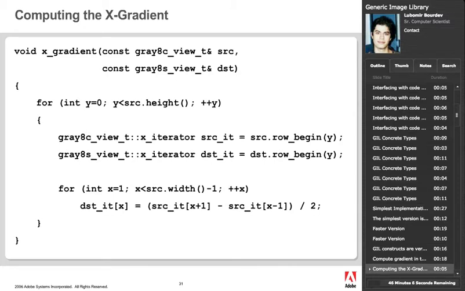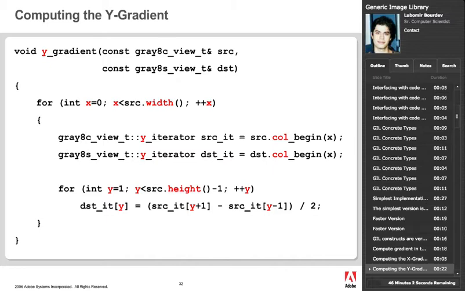Here is again the code to compute the horizontal gradient, and here is the code to compute the vertical gradient. All we needed to do is change x with y, width with height, and row with column. The point of this slide is that GIL is useful for you even if you never use generic code, because GIL defines a standard terminology.